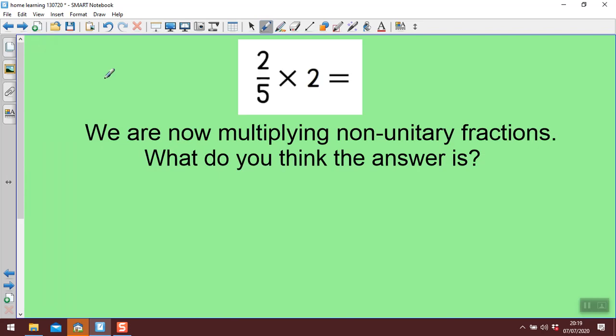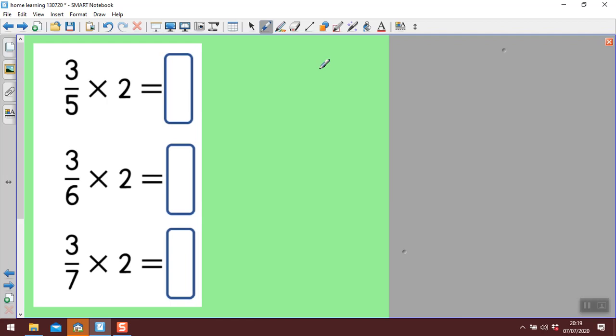We are now multiplying non-unitary fractions, which means that this is not a 1 anymore, it's bigger than 1. What do you think the answer is? Write it down if you know it. So remember, we just multiply these two numbers together, which gives us 4, and the denominator stays the same. 2/5 times 2 means 2/5 add 2/5, so it's 4/5. You've got 3 questions to have a go at now. Pause the video while you do this.